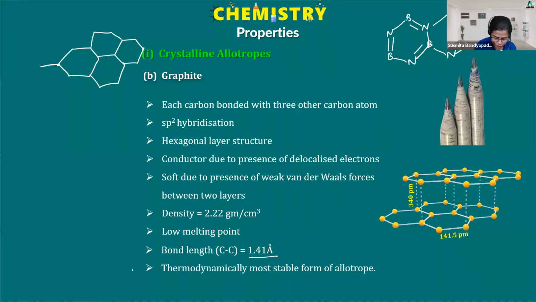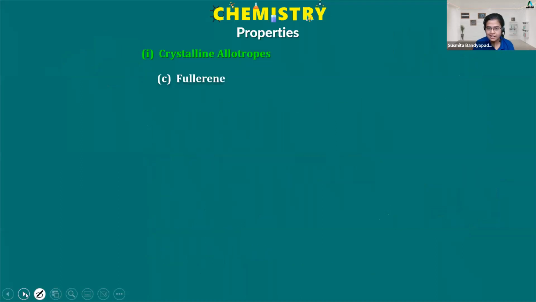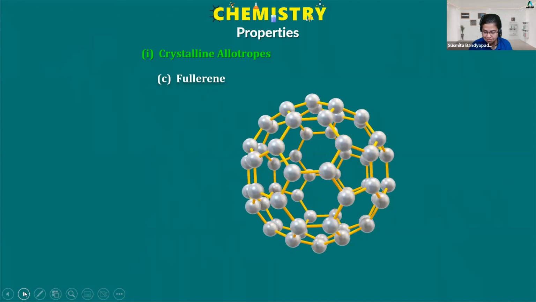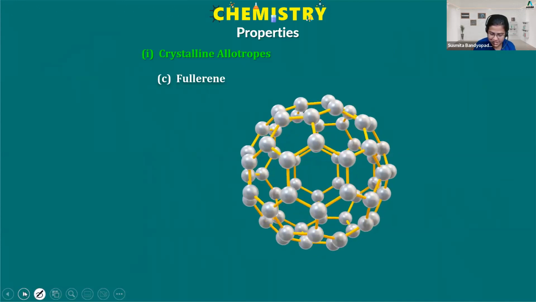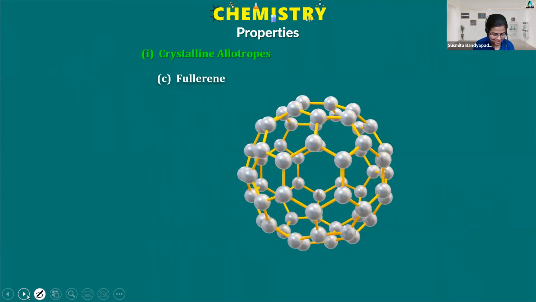Thermodynamically, as you mentioned, based on the value of delta G, the free energy of formation is more negative than that of diamond, as you've already studied in the thermodynamics chapter. Fullerene, just remember football, where you have hexagonal as well as pentagonal rings. So nice it looks, right?